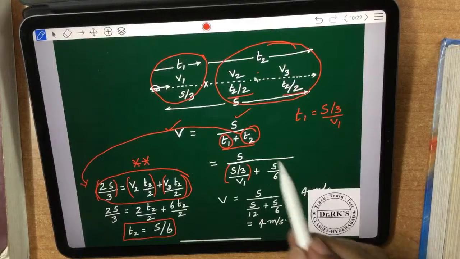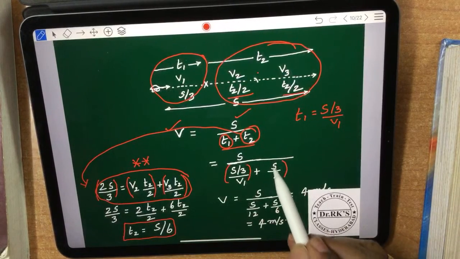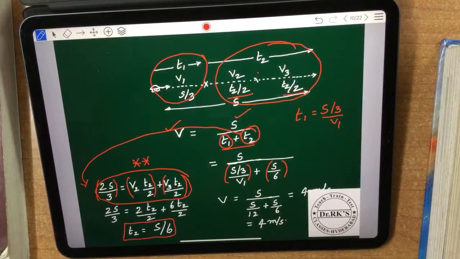Okay. So in place of T2, I substitute S by 6. If I simplify, I got 4 meter per second.